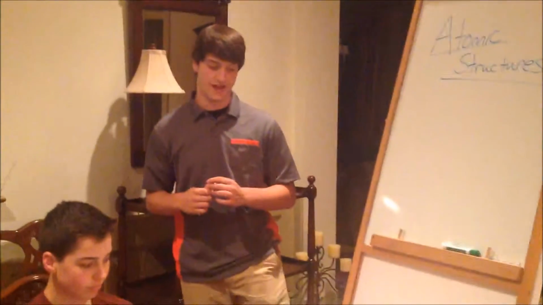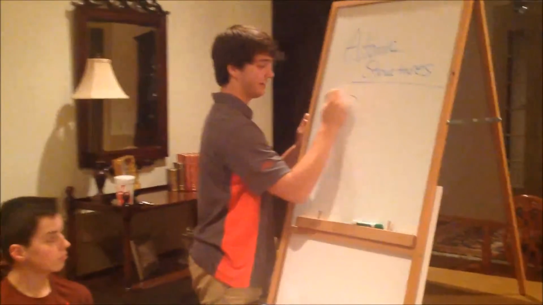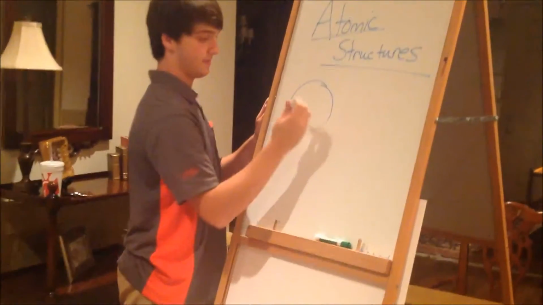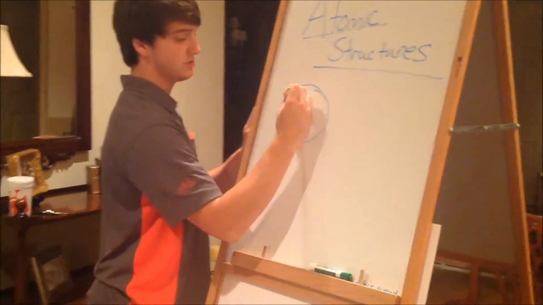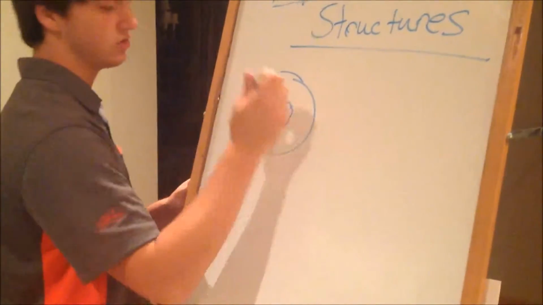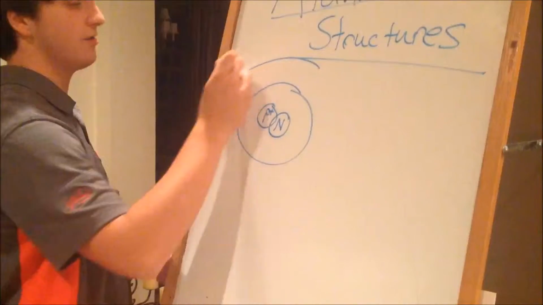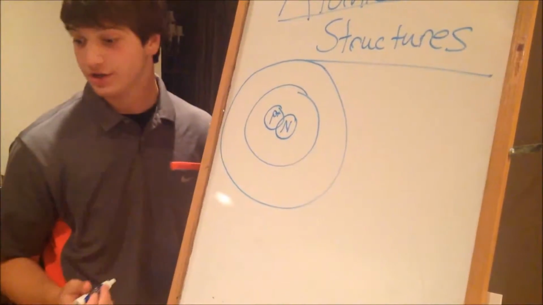An atomic structure is an atom consisting of a positively charged nucleus with protons, which are positively charged, and neutrons, which have no charge, which are surrounded by negatively charged electrons.